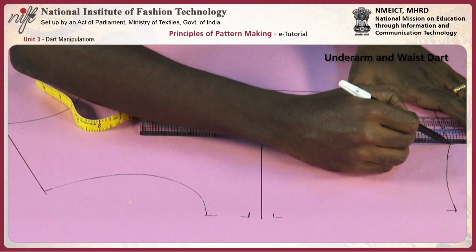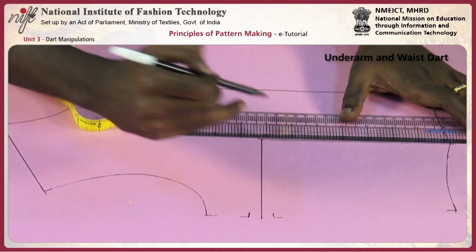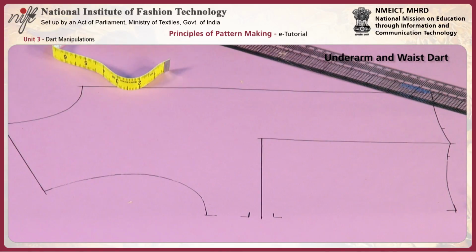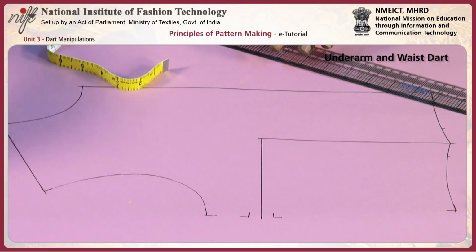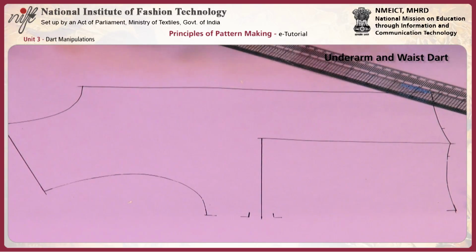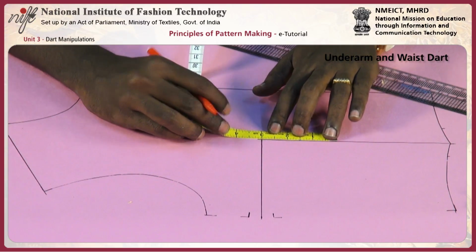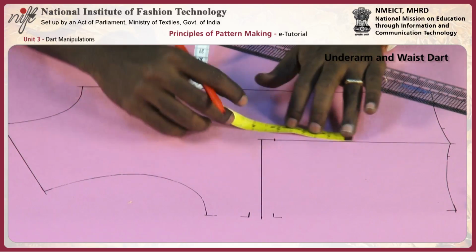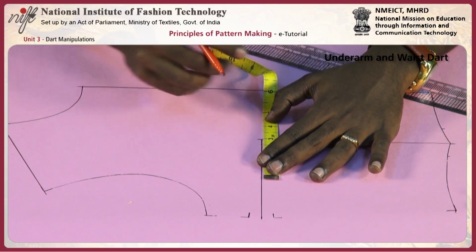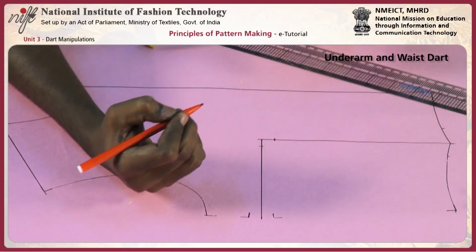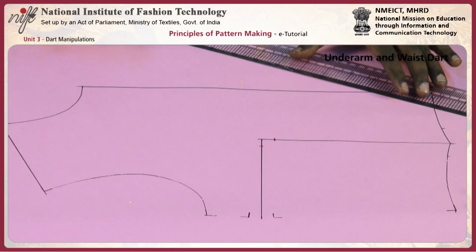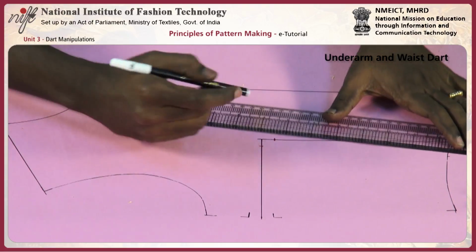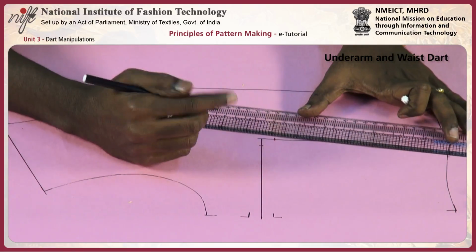Connect the midpoint of the waist dart to bust point. Now we have to reduce half an inch. Mark half an inch from the bust point on both waist dart and underarm dart. Draw the dart legs.